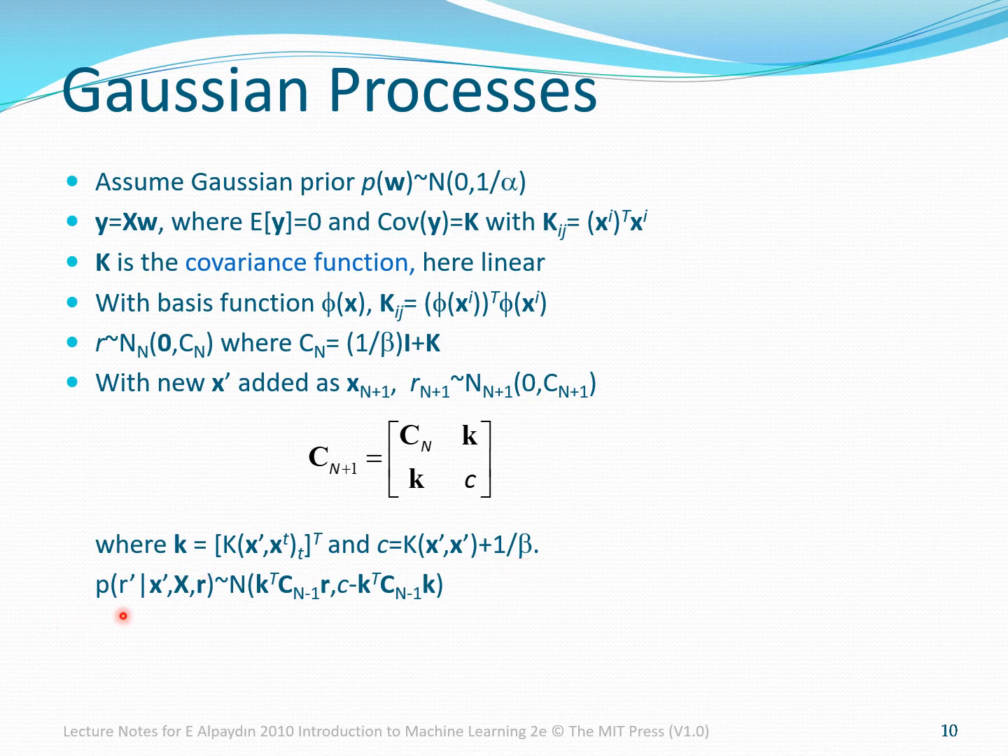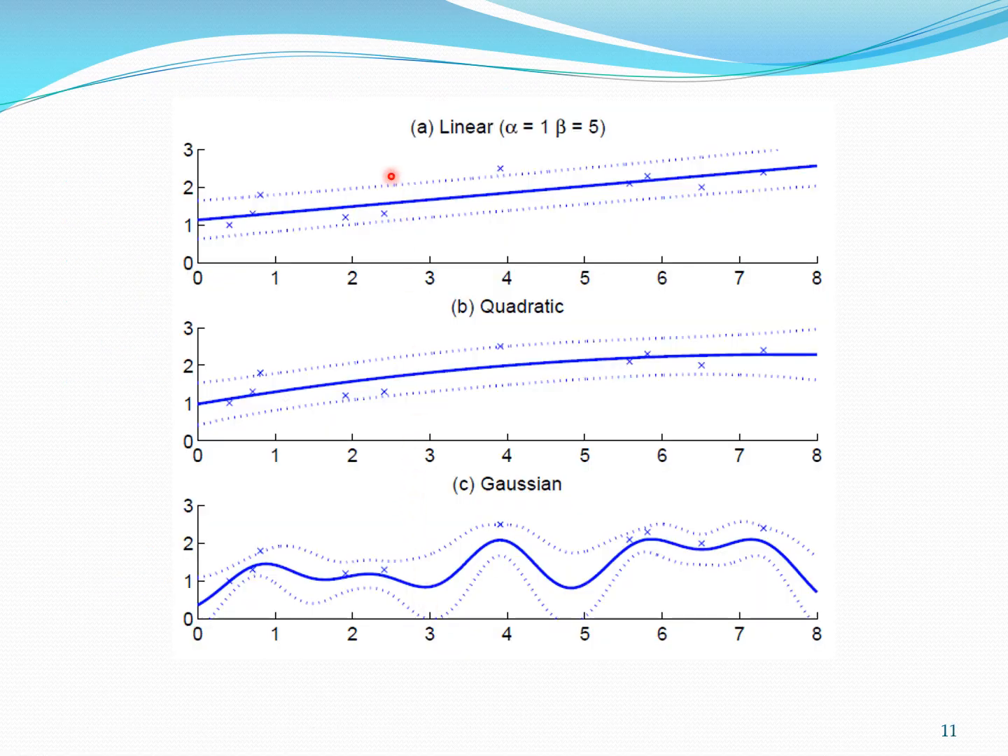p(r dash | x dash, X, r) tends to N(k^T C_N^(-1) r, c minus k^T C_N^(-1) k). So this explains the diagram of linear, quadratic, and Gaussian, where alpha equals 1 and beta equals 5. So this is a linear graph, this is a quadratic graph, and this is the Gaussian graph, like a sine wave. Thank you.